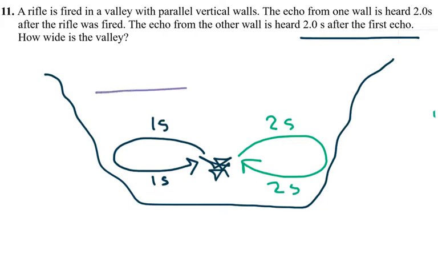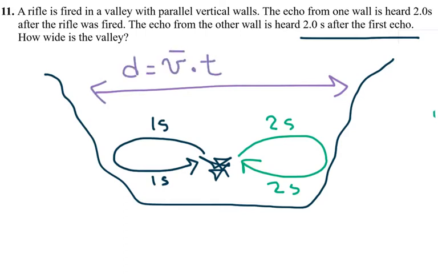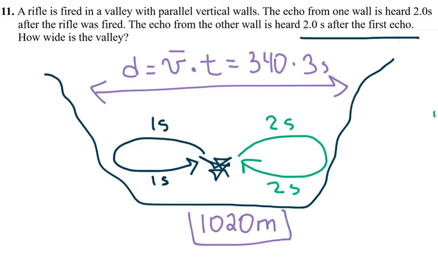They ask you how wide the valley is across. So the distance is equal to average velocity times the time. And they don't give you the velocity of the sound, so because they don't give that velocity, I always take 340. 340 times 3 seconds, because one way is 3 seconds and the other way is 3 seconds. So that gives me the distance across the valley: 1020 meters wide.